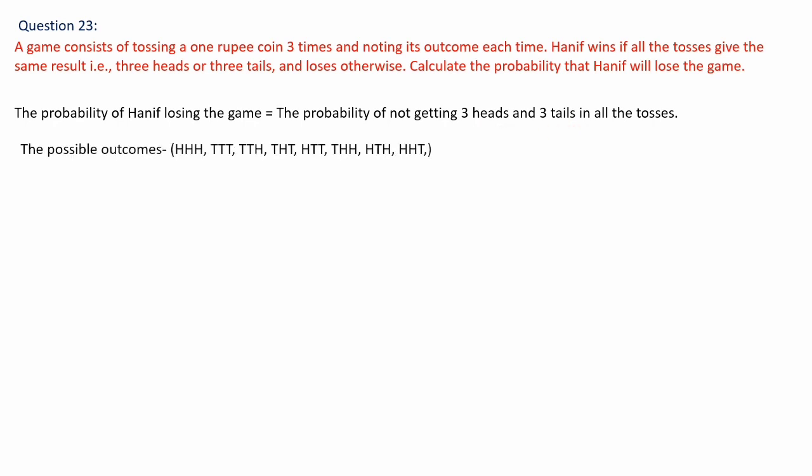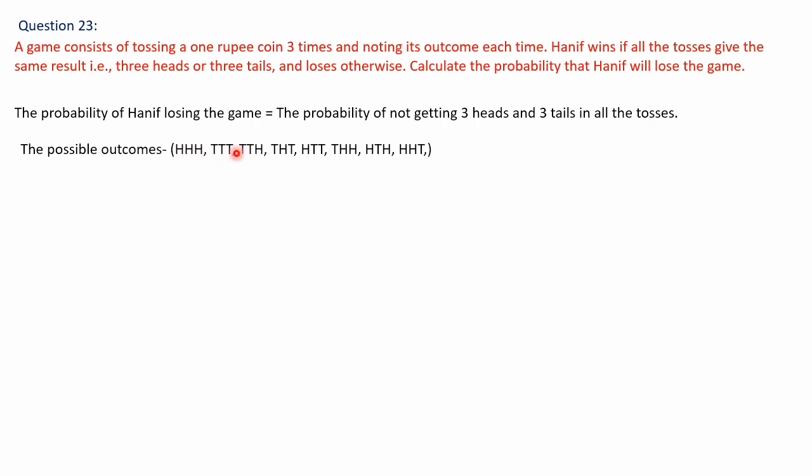So the outcomes we can write, the possible outcomes are either first time head, second time head, third time also head, or first time tail, second time tail, third time tail, or first two times tail, third time head, first time tail, second time head, third time tail, first time head, second time tail, third time tail, first time tail, second time head, third time head, first time head, second time tail, third time head, first two times head, third time tail. So these are the 8 possible ways.